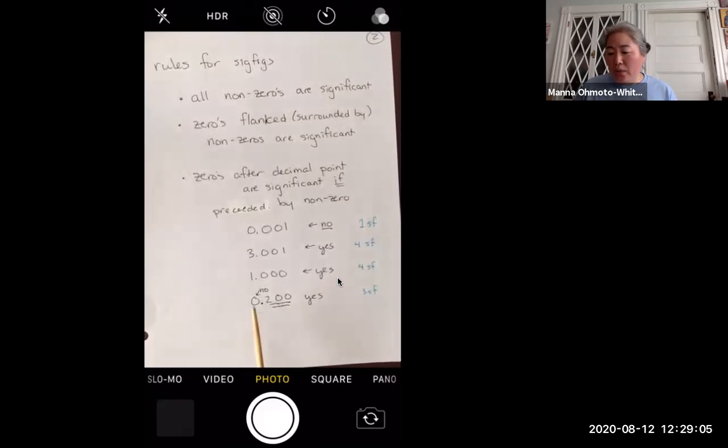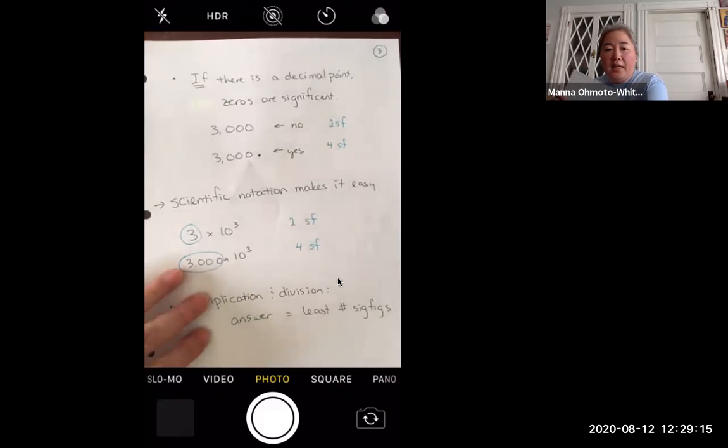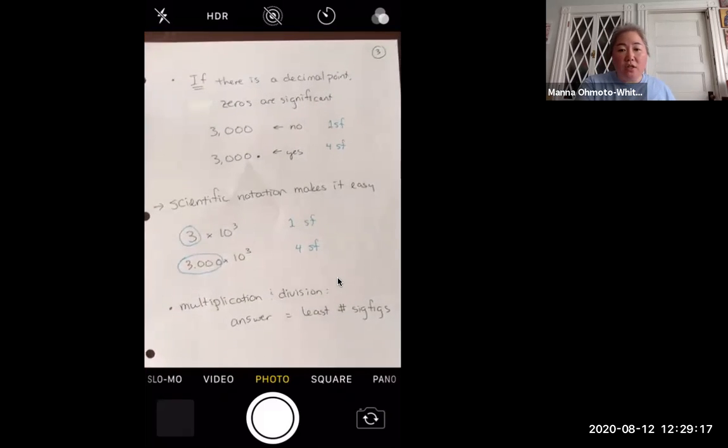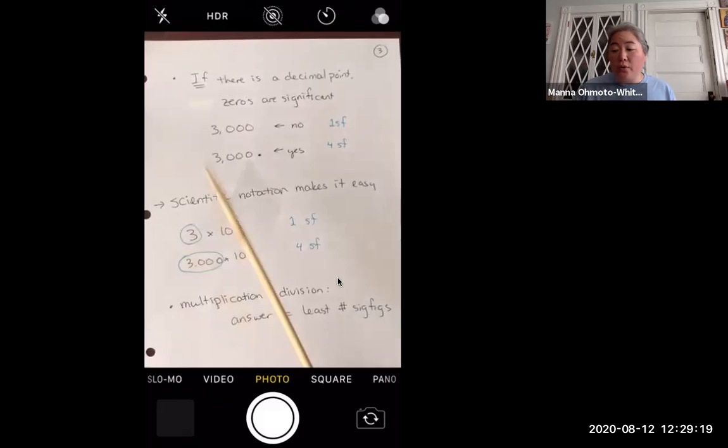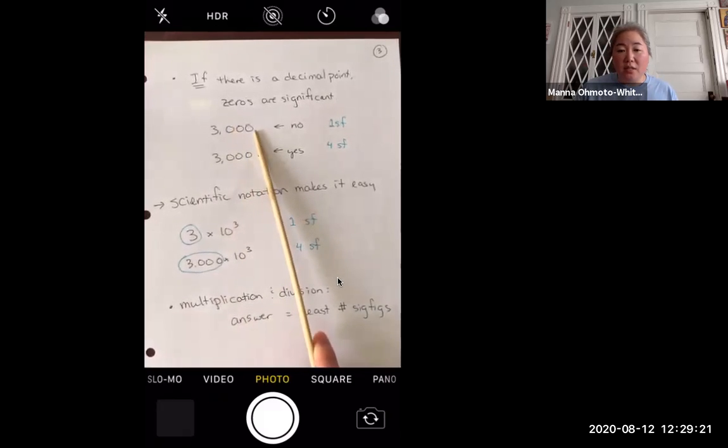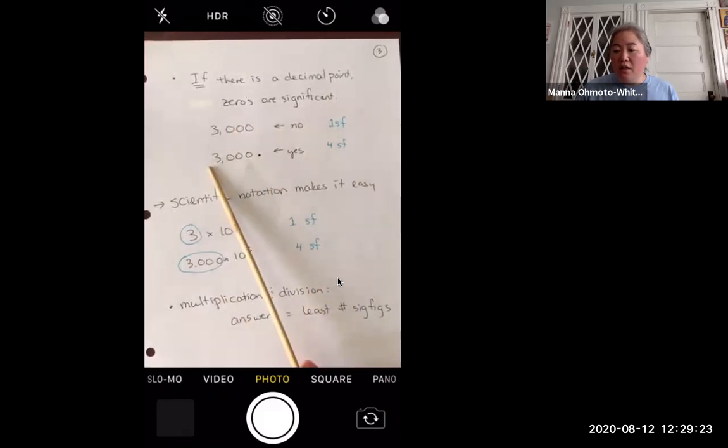This 0 is really only there to show you that the point is there, so that you can see the decimal point and it doesn't get lost. So you think it's 0.2, not 200. If there's a decimal point, all the zeros are significant before. So 3,000, there's no decimal point, 1 significant figure. 3,000 point, yes, it's significant, so there's 4 significant figures.